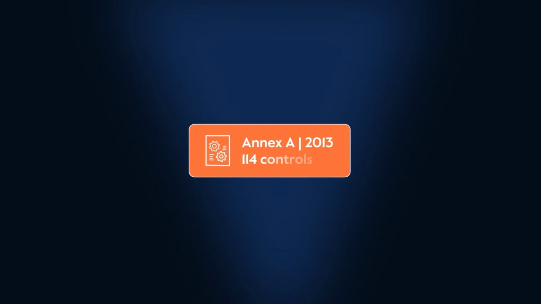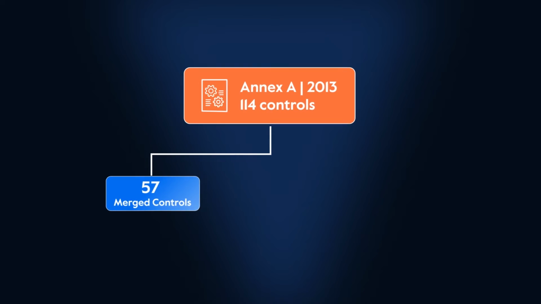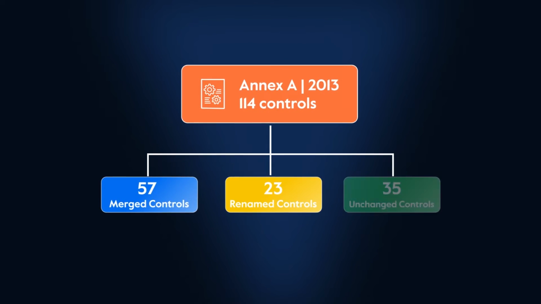Of the original 114 controls, 57 were merged, though the requirements remained largely the same. 23 were renamed and 35 were unchanged. It's important to note here that no controls from the 2013 version were deleted during this exercise.